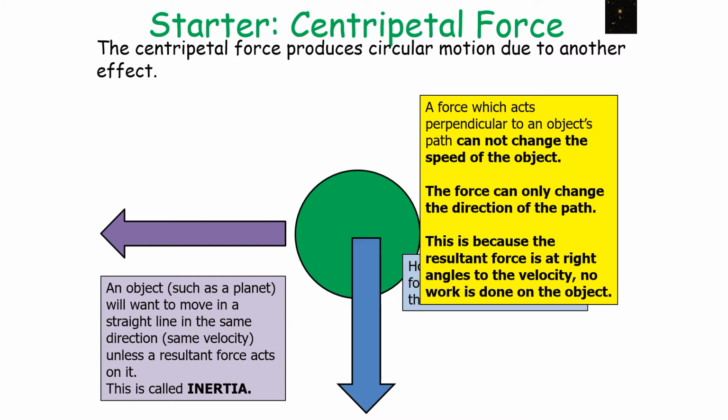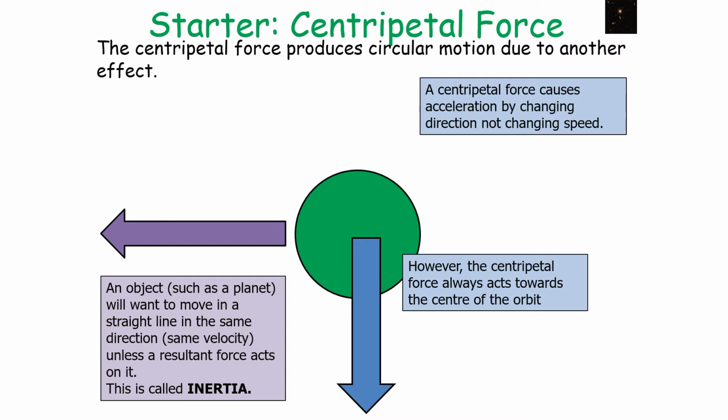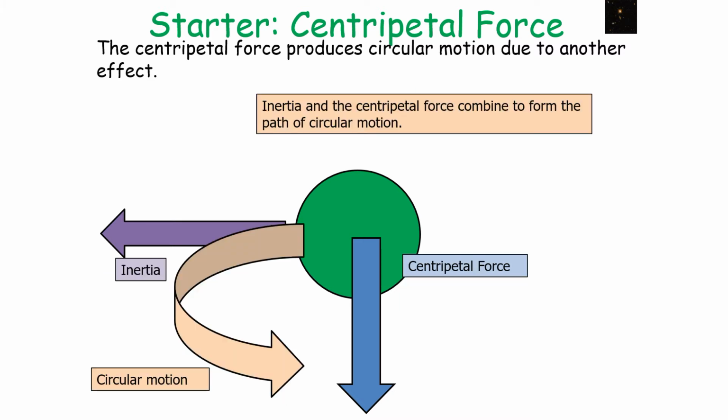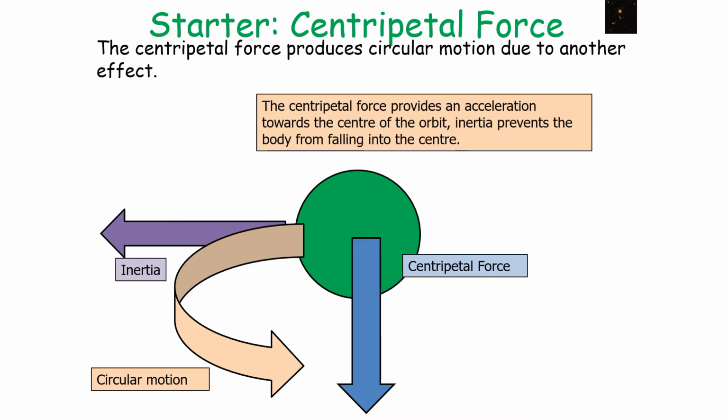So we would say that because the resultant force is at right angles to the velocity, no work can be done on the object. It's important to note that a centripetal force causes acceleration by changing the direction of the object, not by changing the speed. So we would say a centripetal force causes acceleration by deflection. The inertia of the object and the centripetal force acting on the object combine to form the circular path of the object. The centripetal force provides an acceleration towards the centre of the orbit, whilst inertia prevents the body from falling into the centre.